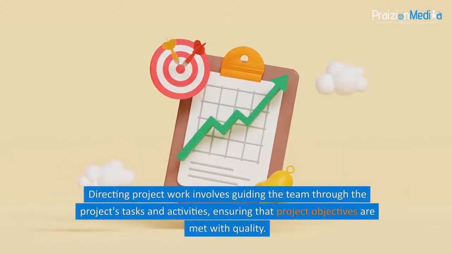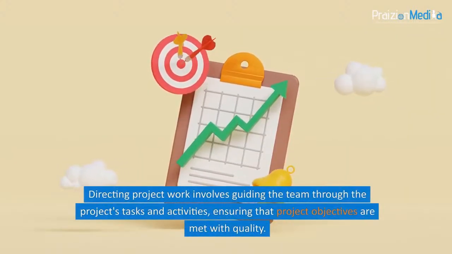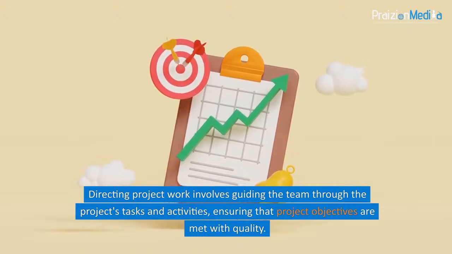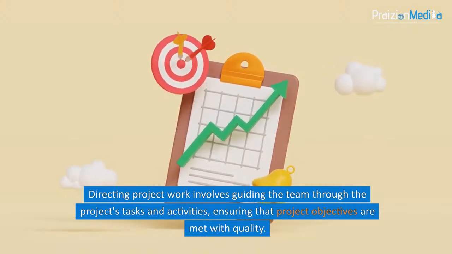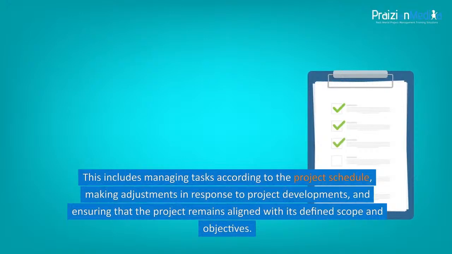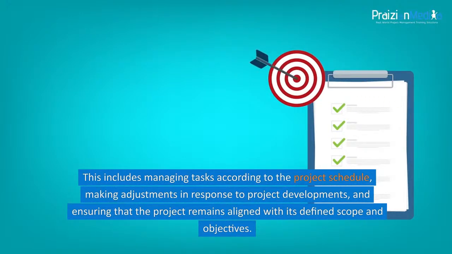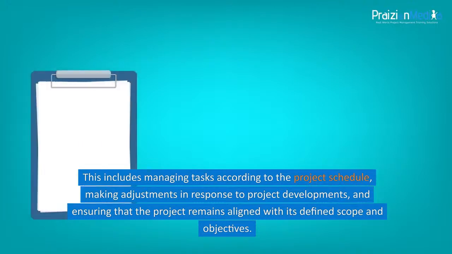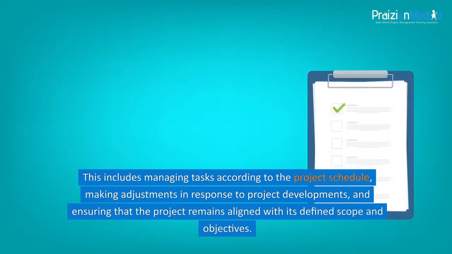Directing project work. Directing project work involves guiding the team through the project's tasks and activities, ensuring that project objectives are met with quality. This includes managing tasks according to the project schedule, making adjustments in response to project developments, and ensuring that the project remains aligned with its defined scope and objectives.